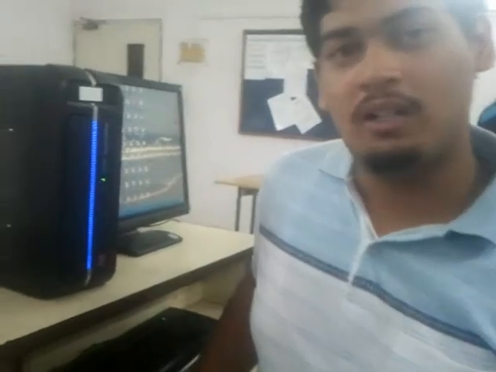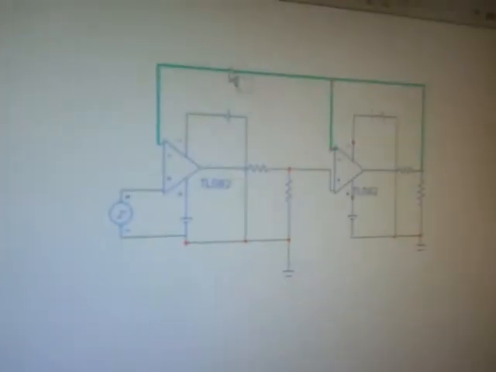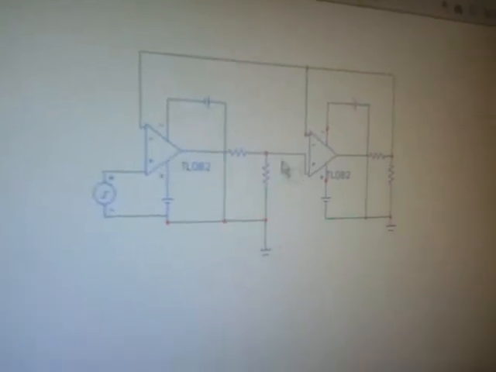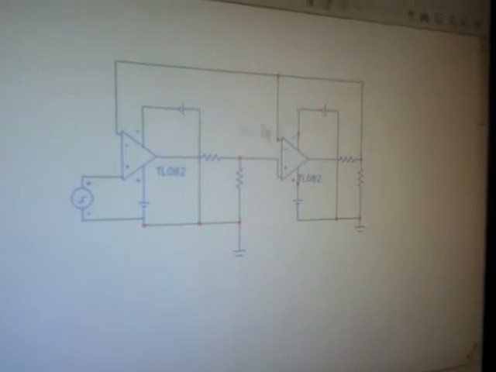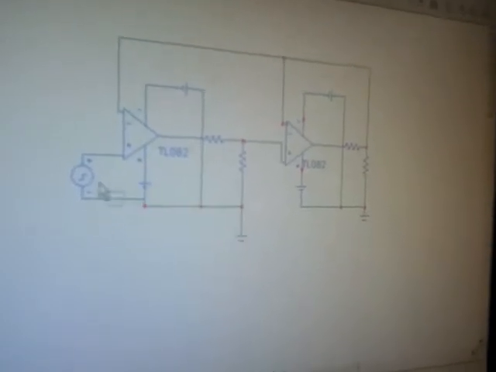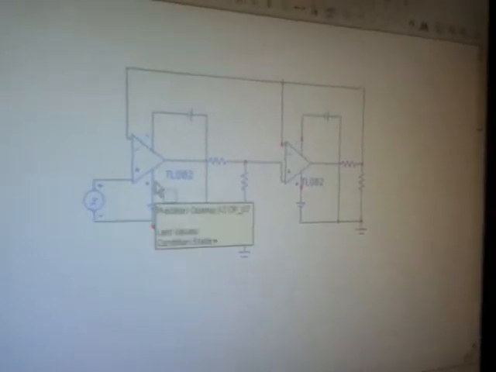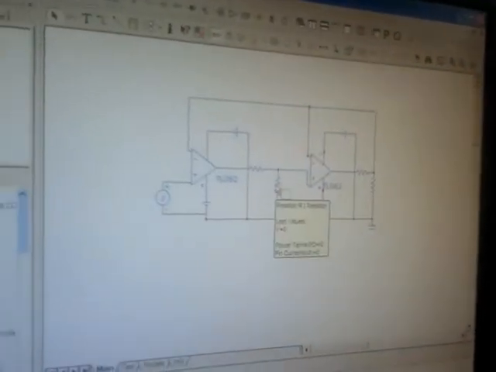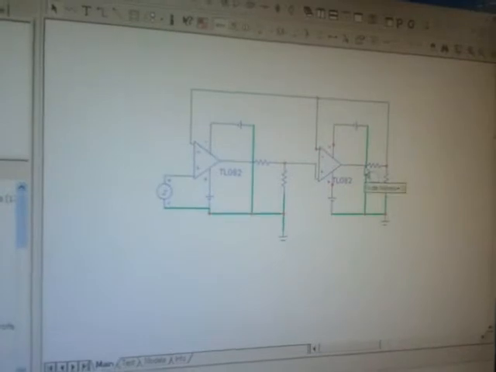Let us move to our schematic part. This is the schematic diagram of our problem statement, that is the low pass filter using op-amps. These are two TL082 op-amps. Each battery is a 10 volt battery supply. This is the stimulus of our circuit. These two resistors are 10 kilo ohm resistors and these two are 1 kilo ohm resistors.